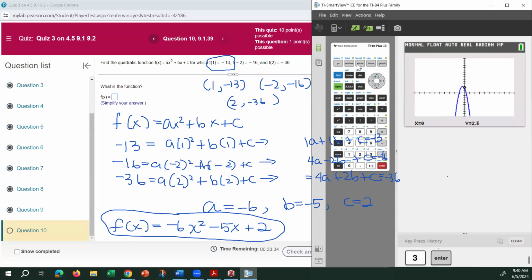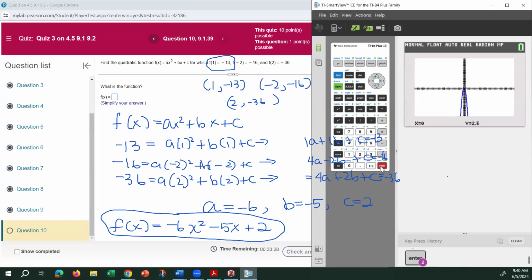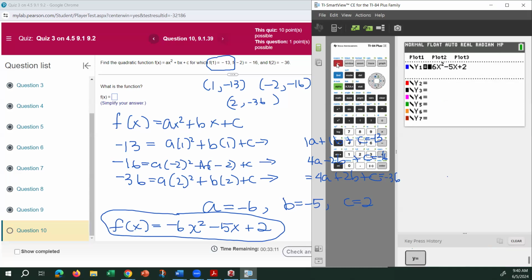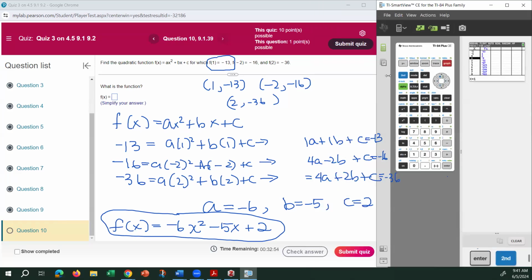I'm going to zoom out, and we're actually going to zoom out again. Well, maybe I zoomed out a little too much. But how we can check whether it goes through these values is we can go to the table and look at when it's 1. I must have done something incorrectly. It looks like we did something incorrectly because at 1, it should be -13 and -2. So I need to go back and check to see what I did incorrectly.